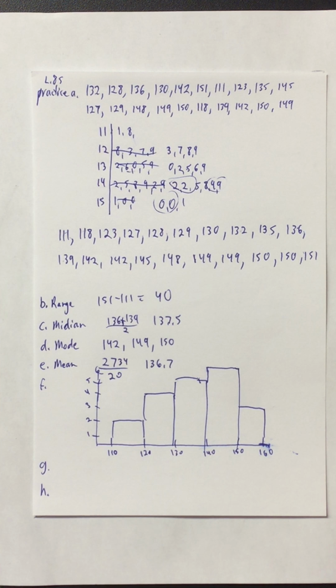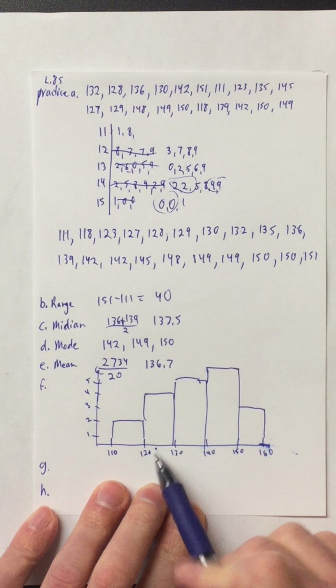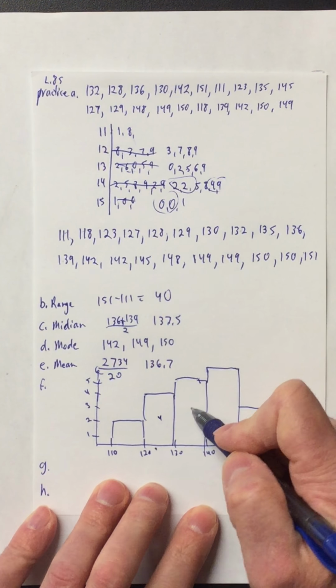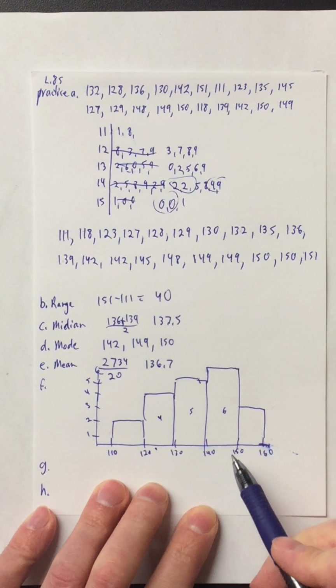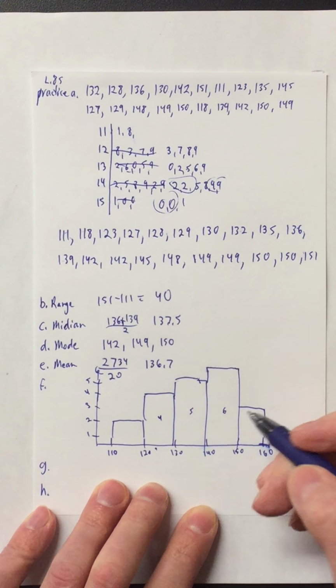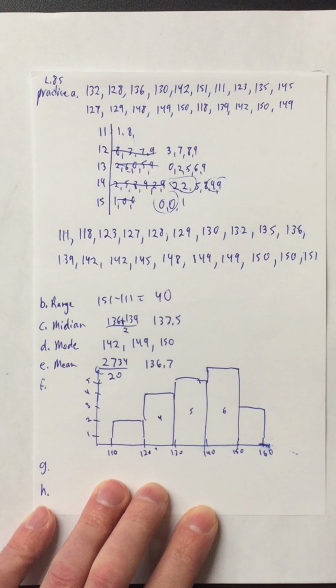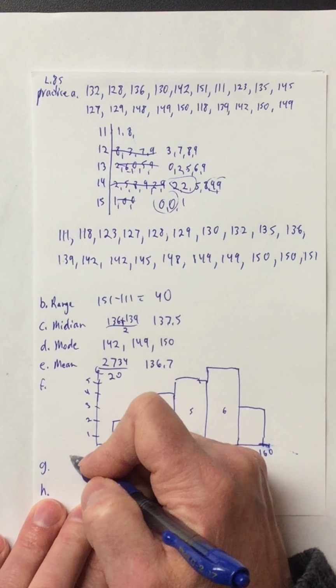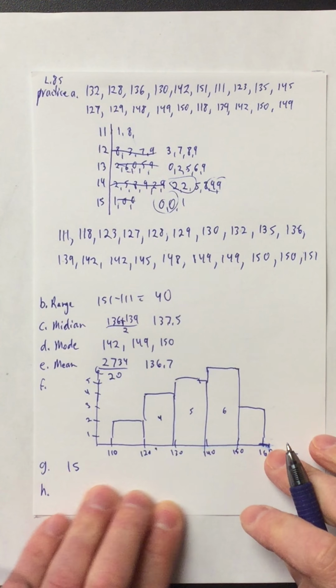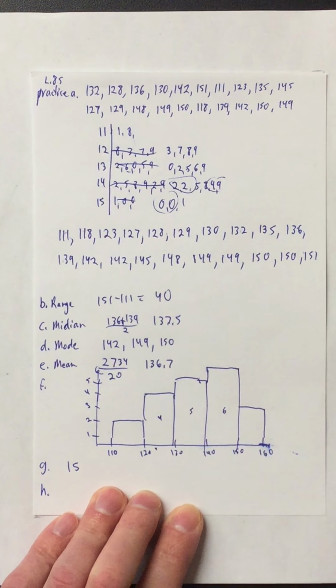And now let's answer the last questions here. Actually, 2 more questions. G says, using the frequency distribution chart, determine how many slides contain between 120 and 149 protozoa. So 120 here is what, 4, this one is 5, this one's 6. So between these, I would add those numbers up and get an answer of 15. So most of them are right here in the middle.